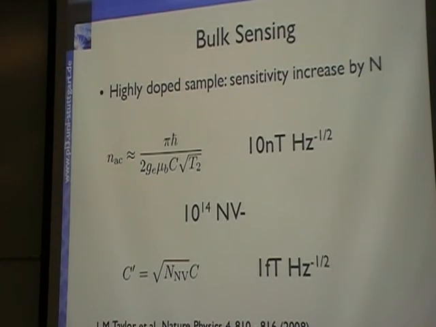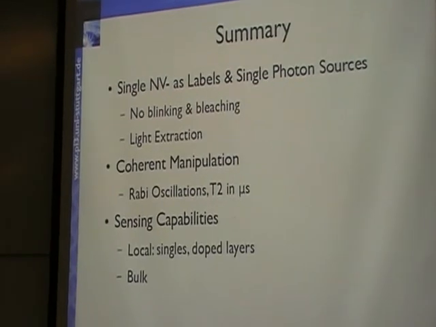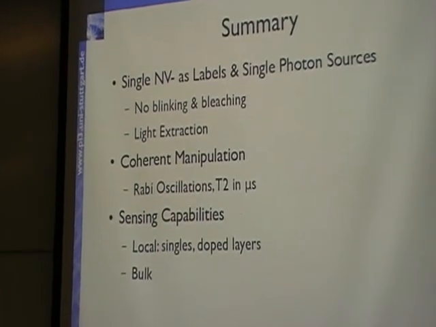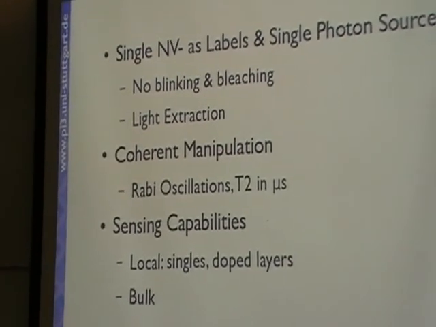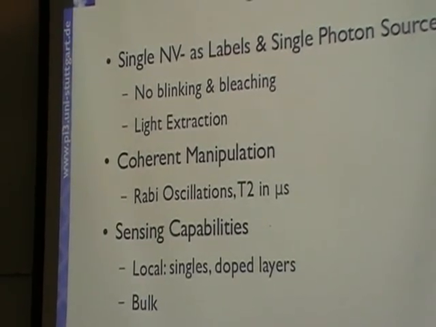So this is roughly what I was presenting regarding the NV centers. I was showing them as labeled and single photon sources here. No blinking, no bleaching, very nice. A big problem is the light extraction here. Then the coherent manipulation, so the T2 time is in the order of a few hundred microseconds, very important here. And then also regarding the sensing capabilities.